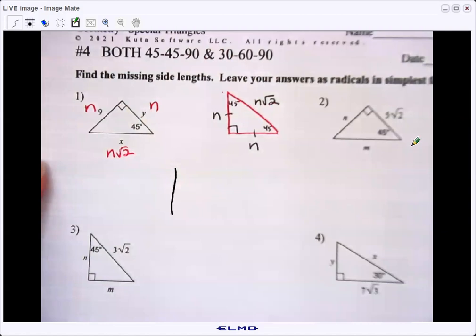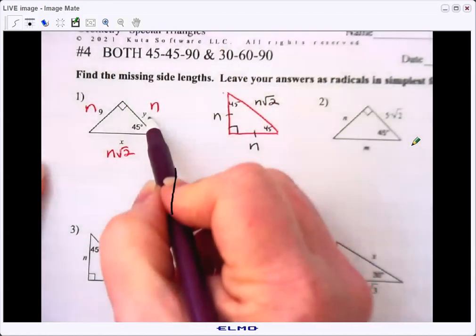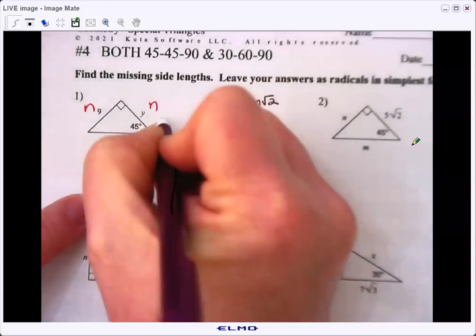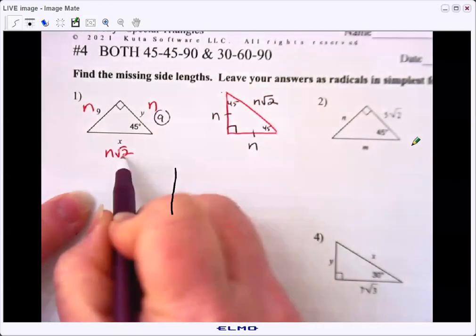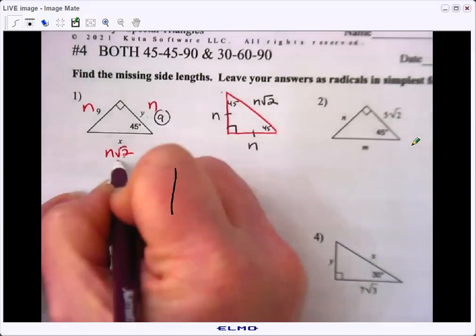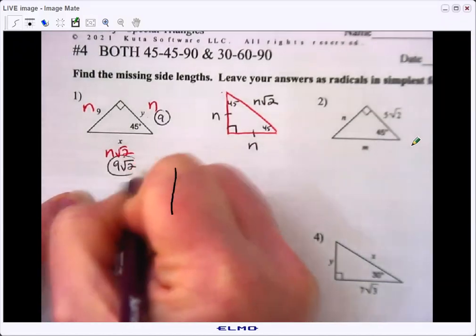But what would this side over here be for y? n. Okay, but what is n? I mean 9. 9, good. So this side is 9. What does that make the hypotenuse then? 9√2. And you're done.